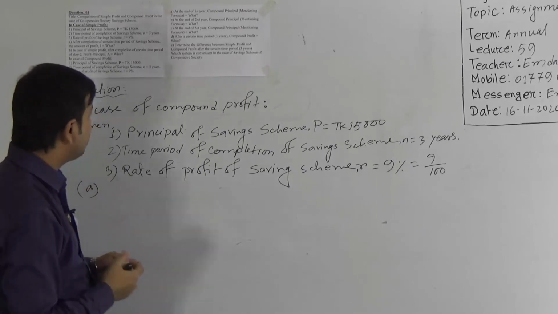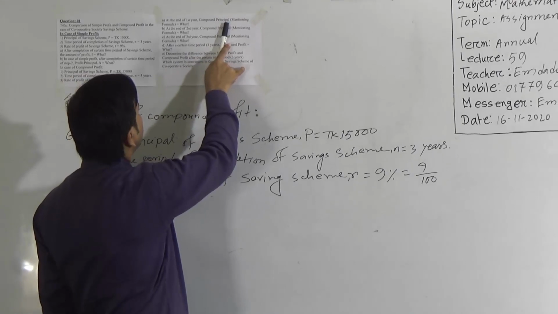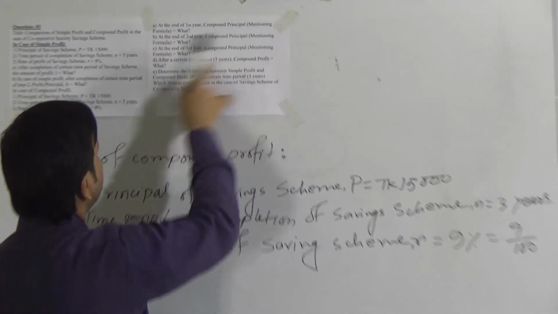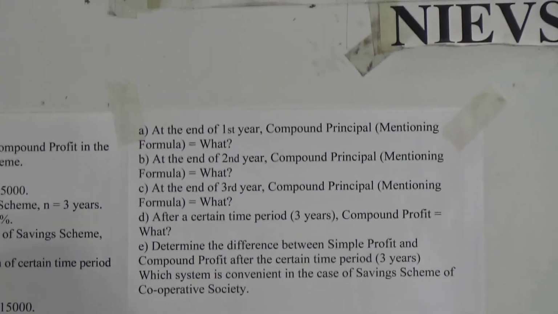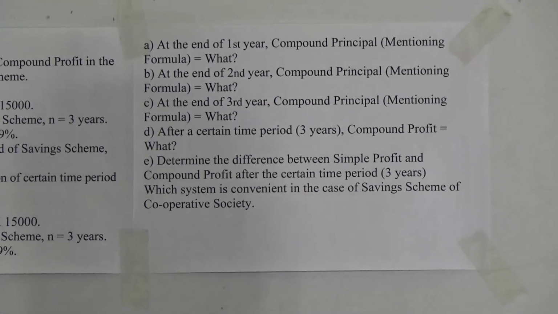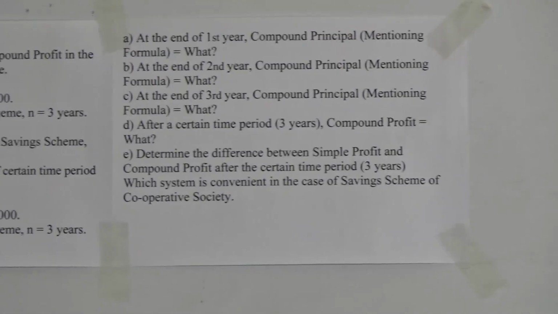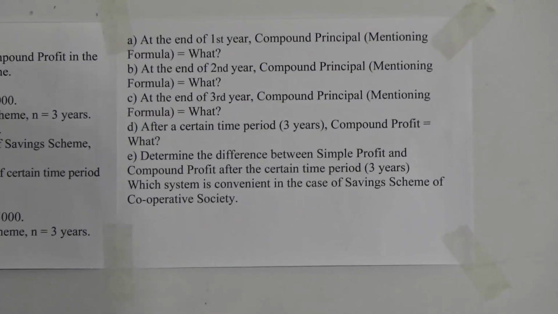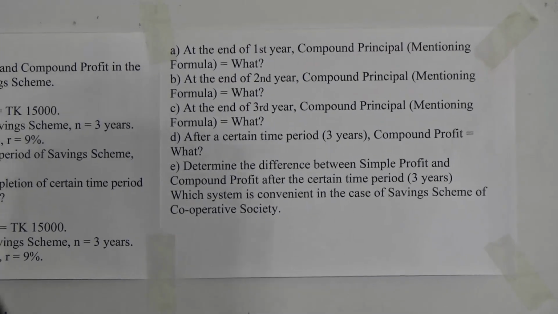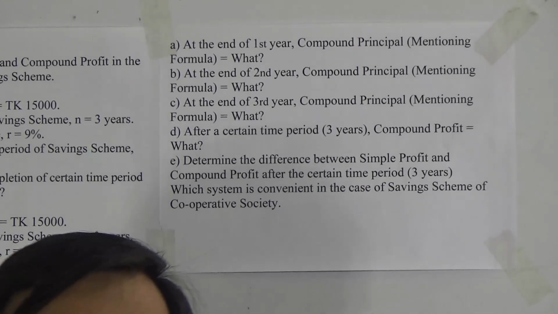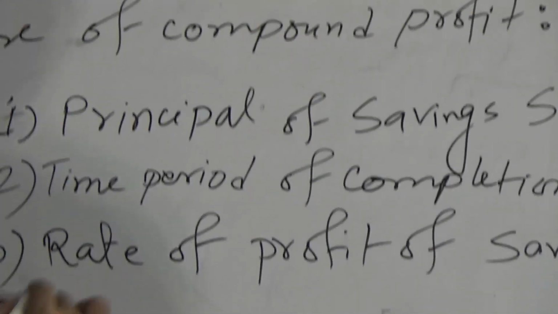What is the first question? At the end of first year, compound principal equals what? Mentioning the formula. It means that you have to mention the formula, then determine the compound principal at the end of the first year. To solve this, we need to know the formula in case of first year. So we can write here, at the end of first year.